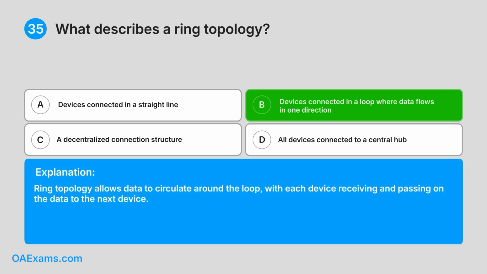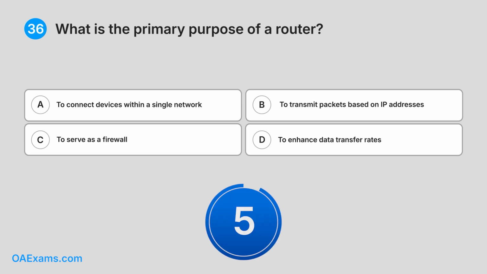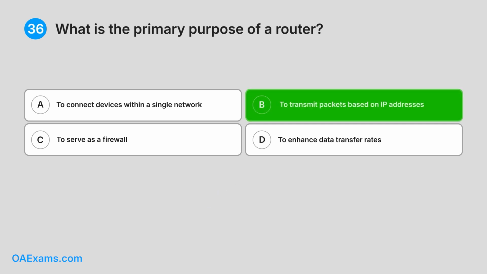Explanation: Ring topology allows data to circulate around the loop, with each device receiving and passing on the data to the next device. 36. What is the primary purpose of a router? A. To connect devices within a single network. B. To transmit packets based on IP addresses. C. To serve as a firewall. D. To enhance data transfer rates. Can you guess the answer? Correct answer: B. To transmit packets based on IP addresses.